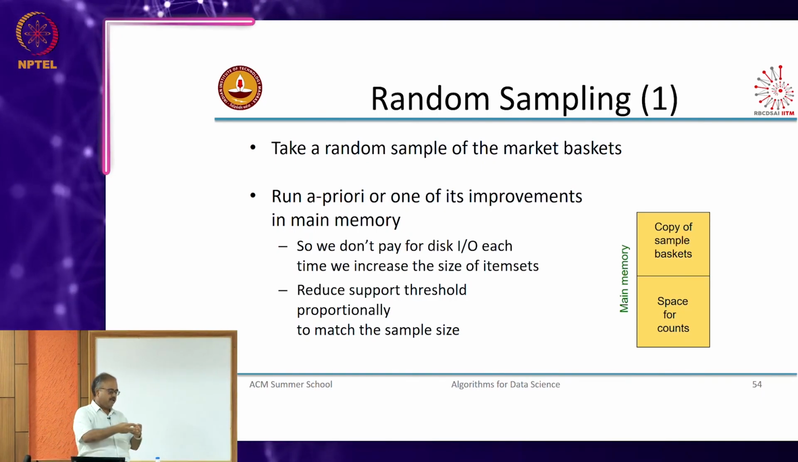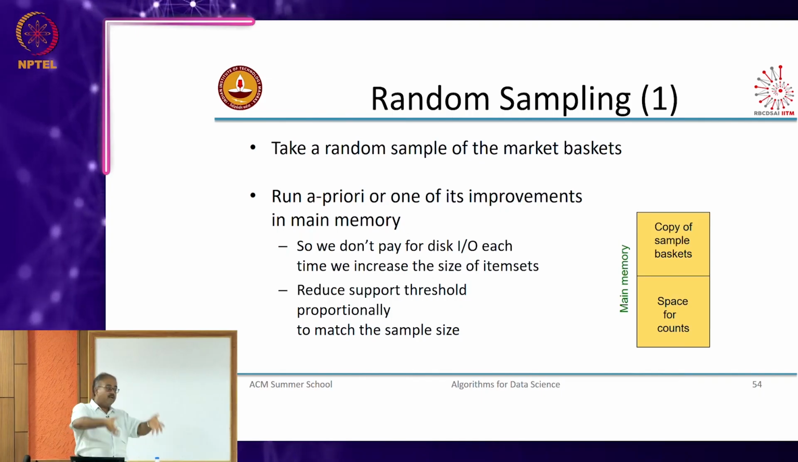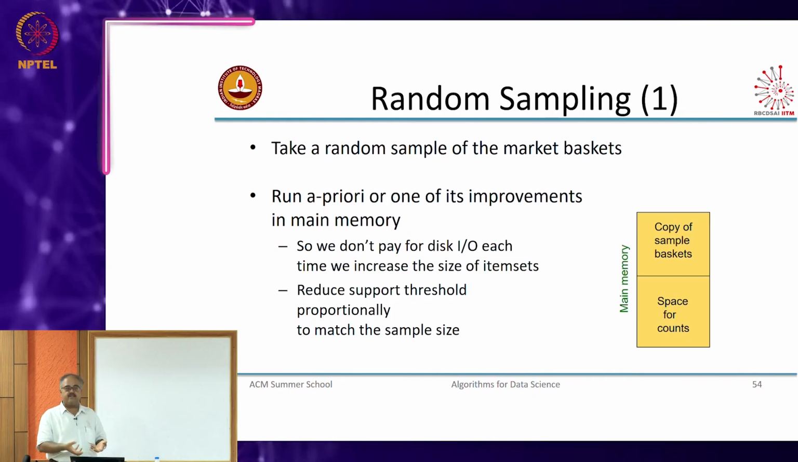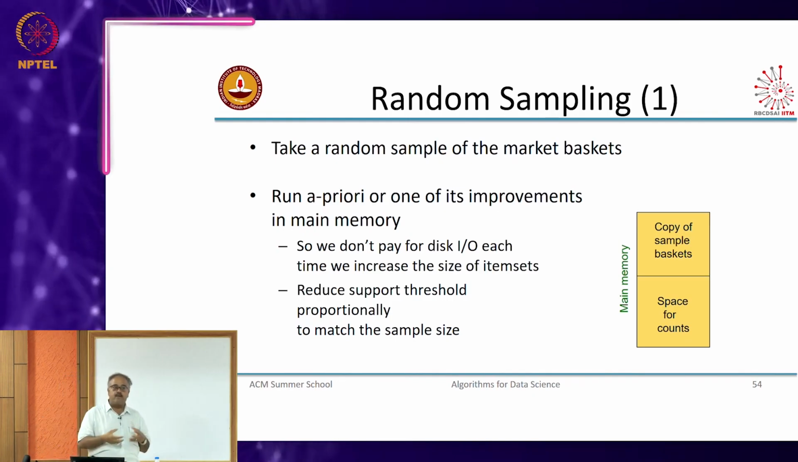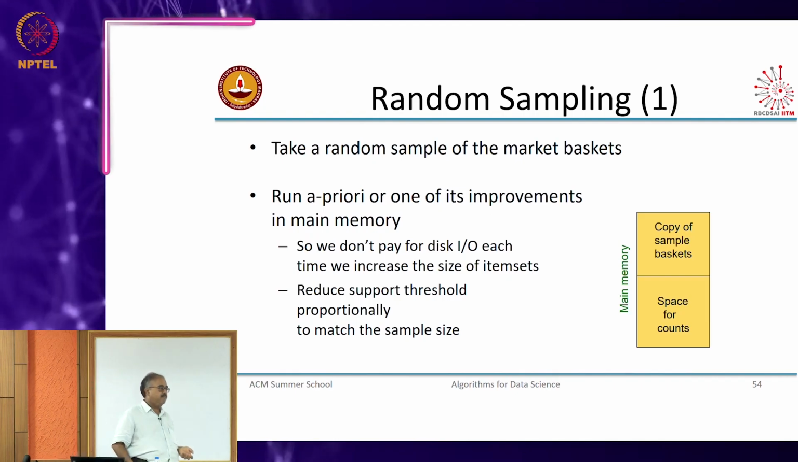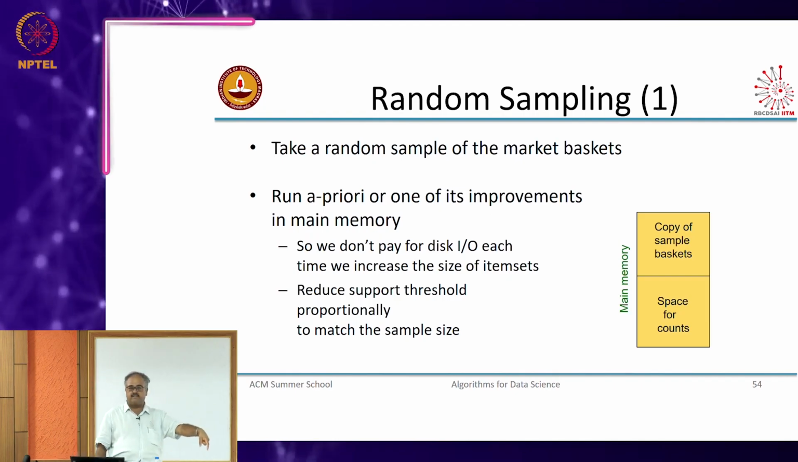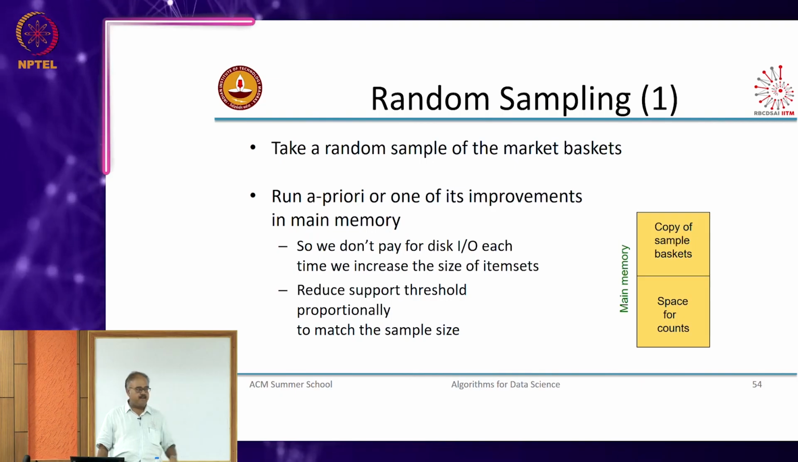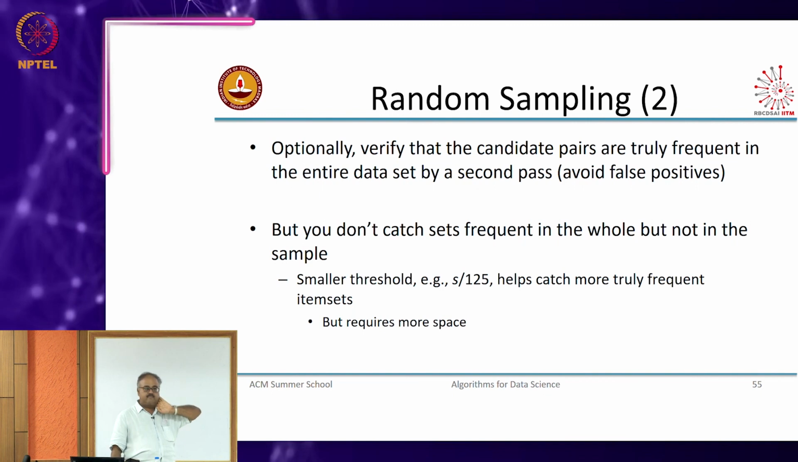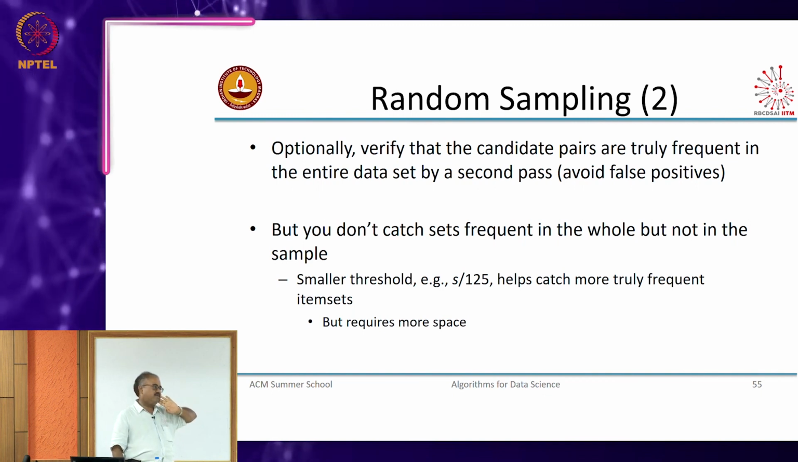Now, what you do is count all the item sets that you have as candidate item sets in one shot on a second pass through the data. But this is a pass that will happen through the disk, on the full data, not the sample data. This way you can avoid false positives. This is a way to avoid false positives.